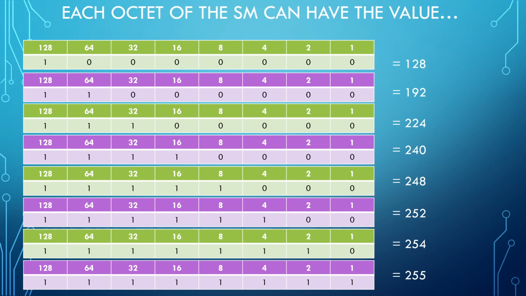As an example, if an octet were to have the binary value of 1 and then 7 zeros, the subnet mask value in decimal would be 128. If we were to have 2 consecutive ones and 6 zeros, the subnet mask value for the octet would be 192. If we were to have 3 consecutive binary ones and 5 consecutive binary zeros, the subnet mask value would be 224 in decimal.